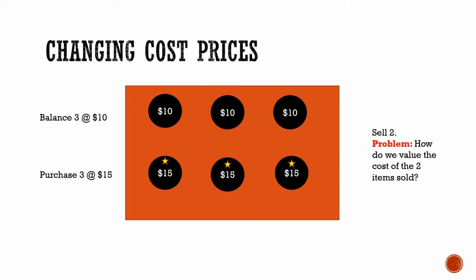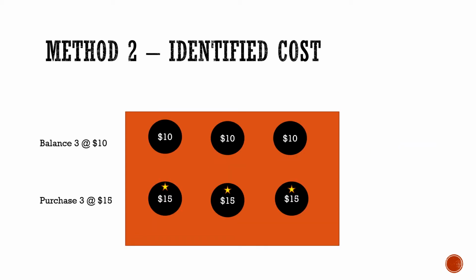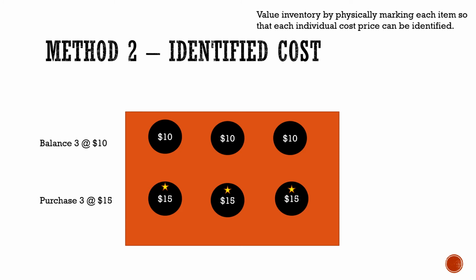the 2 items sold? With the identified cost method, we are valuing inventory by physically marking each item so that each individual cost price can be identified. In other words, we know exactly the cost of each item heading out the door. Here in this example, we have 3 units at a cost price of $10 per unit, and we also have another 3 units with a cost price of $15 per unit, and these have been marked with stars.